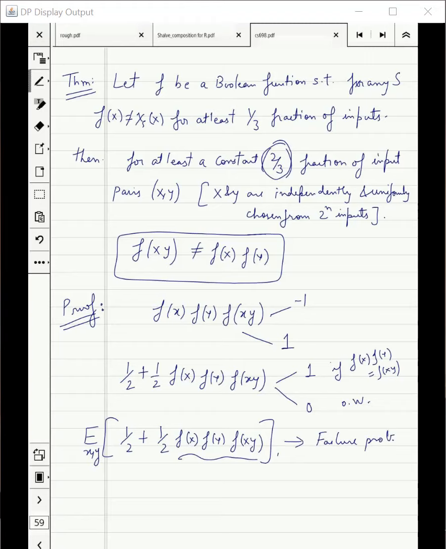This half plus half f(x) f(y) f(xy) tells me whether I succeed on a particular pair. If I take the expectation over all x, y, since it is a uniform and independent picking of x, y, this will give me the probability with which I succeed or I fail. Right? So this is the quantity I want to calculate. Are there any questions about why I am calculating this quantity?